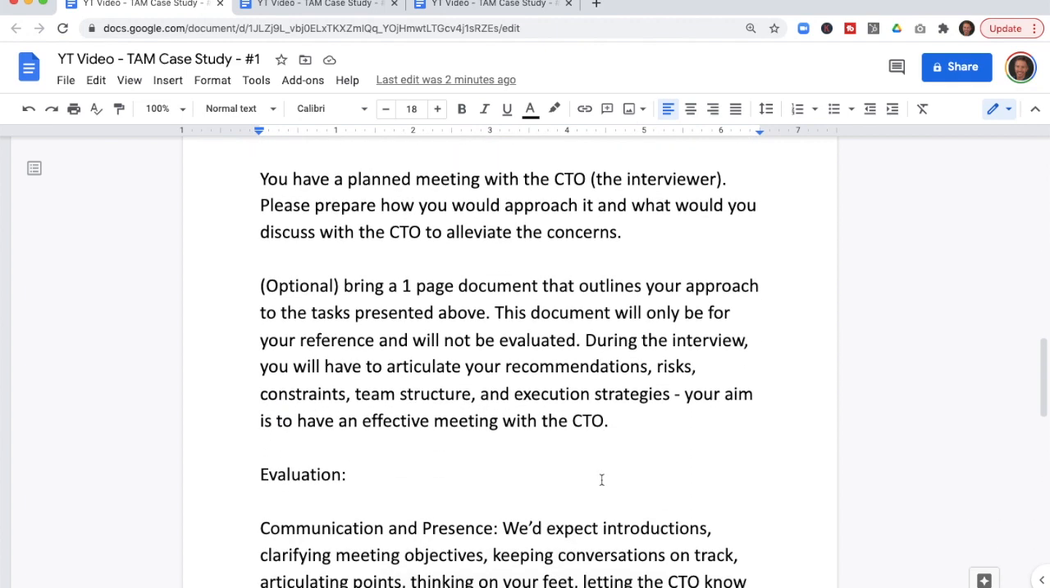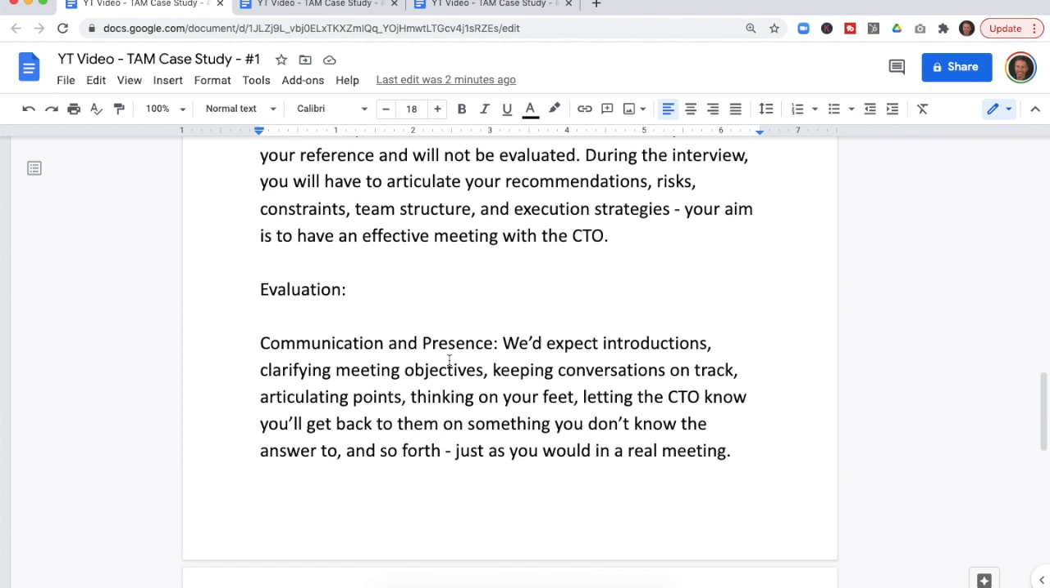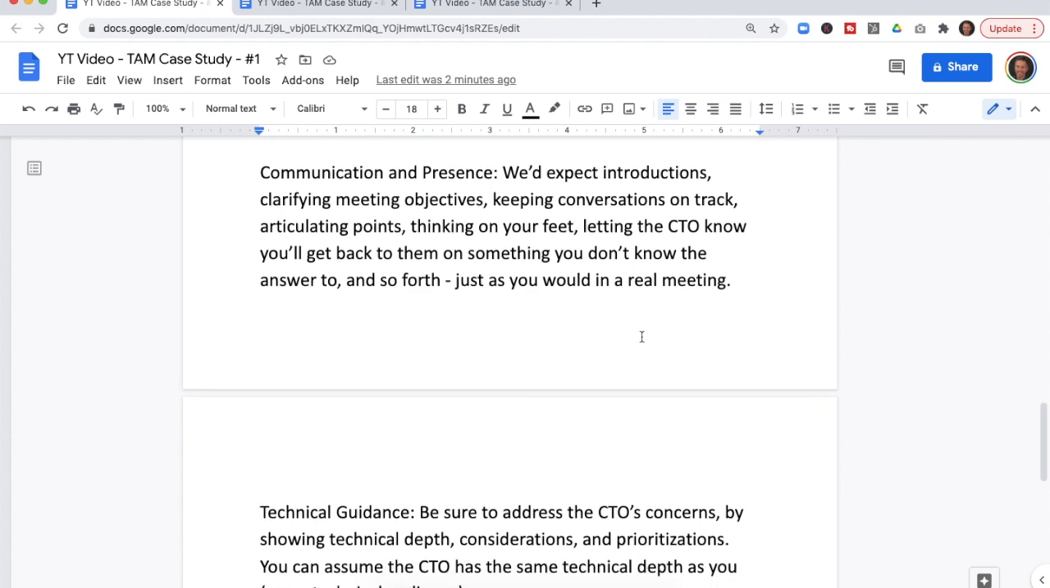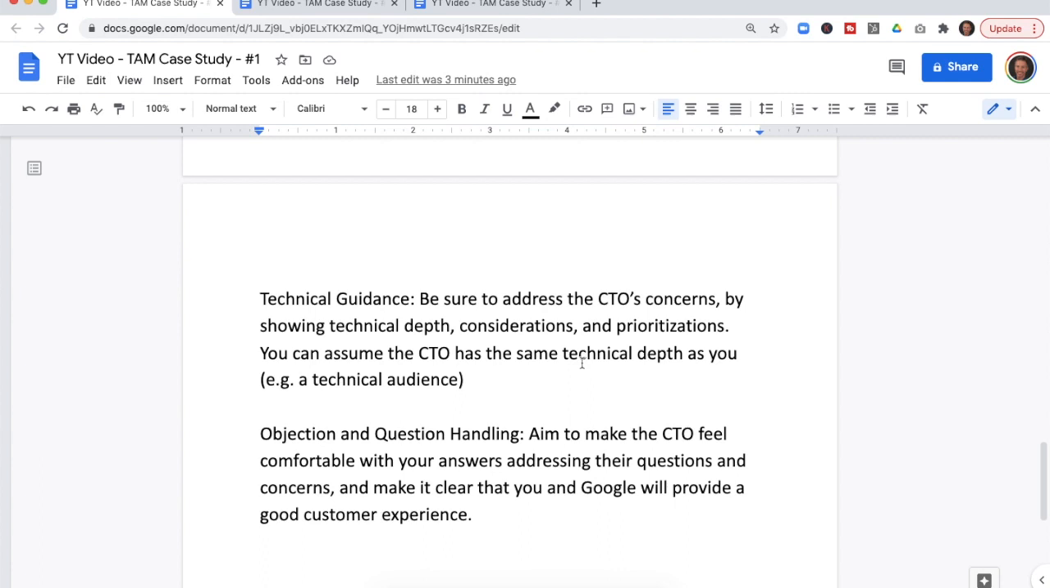And then it's a planned meeting. So you're going to come in with a plan. It says that it's optional to bring in a one-page document. You are definitely going to write out a one-page document and be referencing it during this conversation. And then the evaluation. This is really important. So we're going to start here actually on the evaluation. So it's going to be recommendations, risks, constraints, etc. And then they're going to be looking for a bunch of these items from communication and presence, technical guidance, and objection and question handling. So let's go to this next slide.